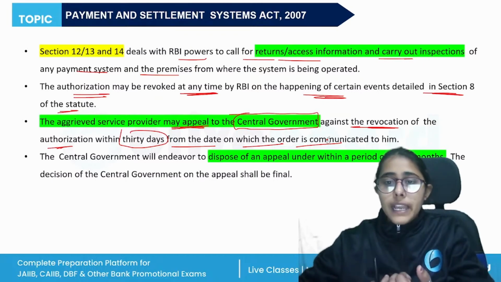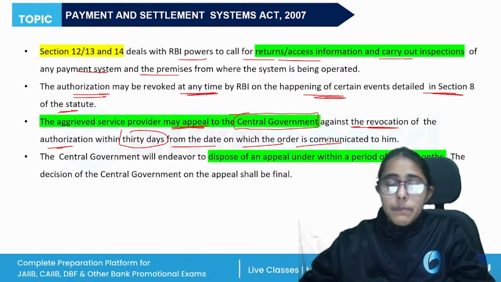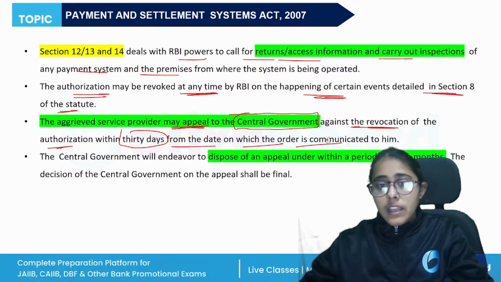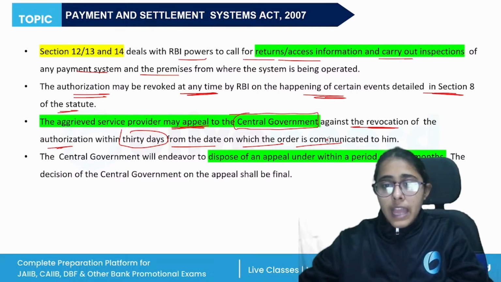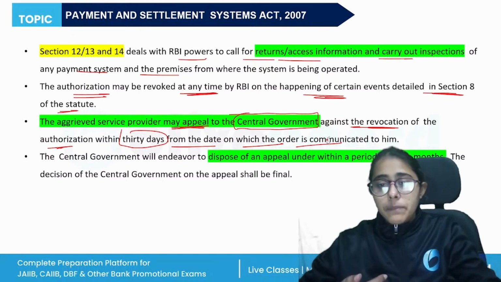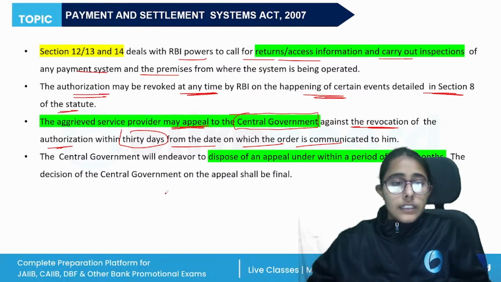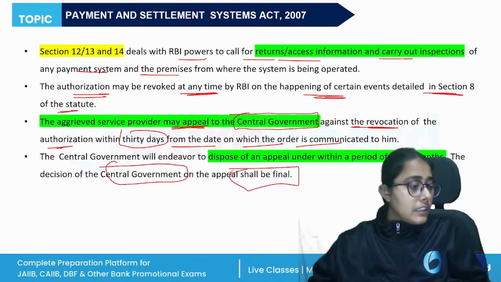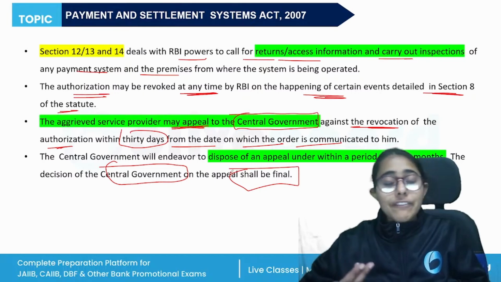So if RBI refuses the application, right, then the appeal can be made. Appeal can also be made if RBI has revoked the authorization under Section 8 of the Act, and this has to be done within 30 days. Now, the central government will try to dispose of an appeal within a period of 3 months. Moreover, the decision which is taken by the central government on the appeal shall be final. No further appeal lies with any court.